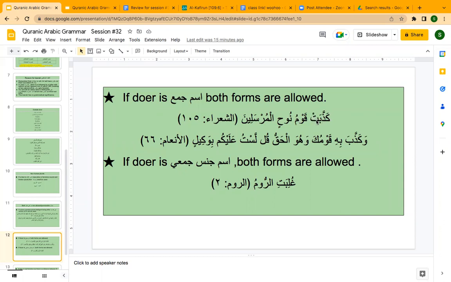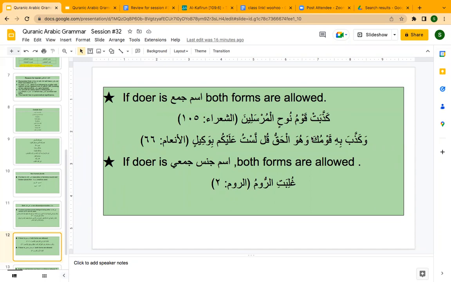But you can see here that the hiya form of fail has come because it is allowed. Again, you will see in Quran, Surah Al-An'am, verse number 66, kazzaba bihi qawmuka. Kazzaba bihi qawmuka. Here, what is qawmuka? What do you think? What structure is qawmuka?